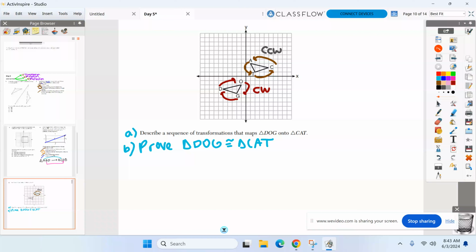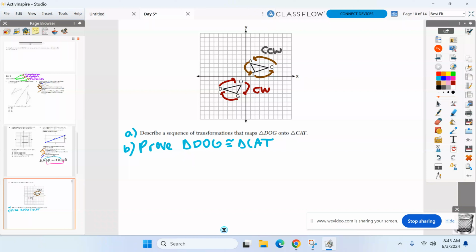So go ahead. I'll give you guys a couple minutes to figure out how to get dog onto cat. It's got to be that order. That's what it said in the directions. How do I get dog onto cat? And at least you guys know there is a reflection involved because the orientation changed.